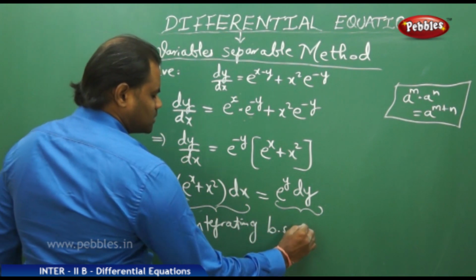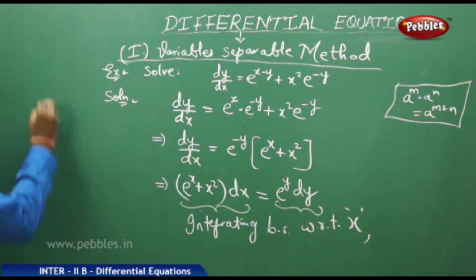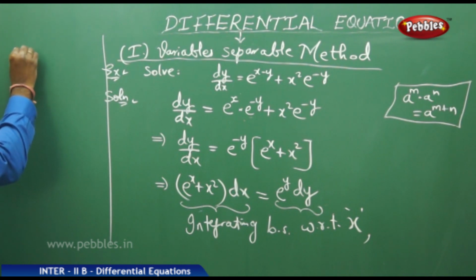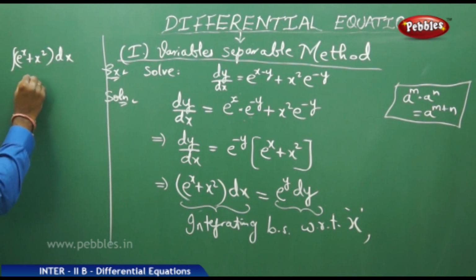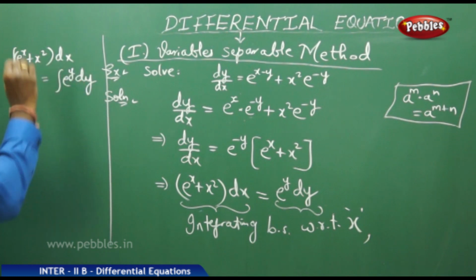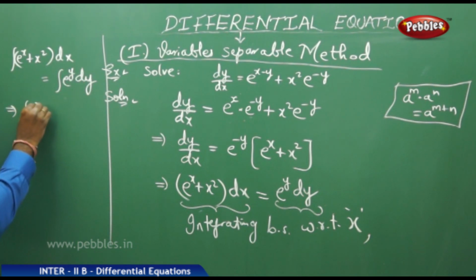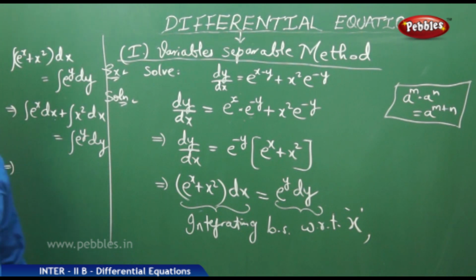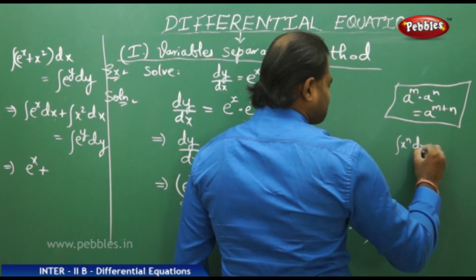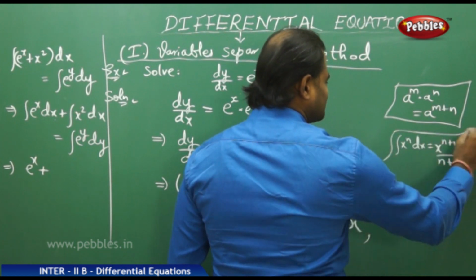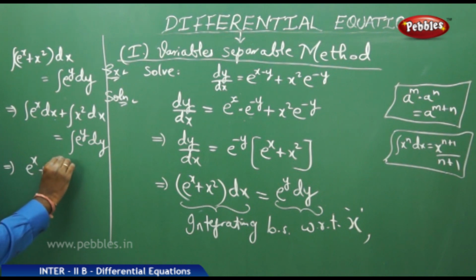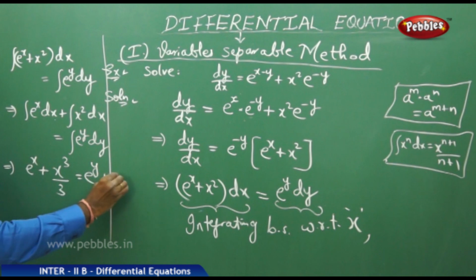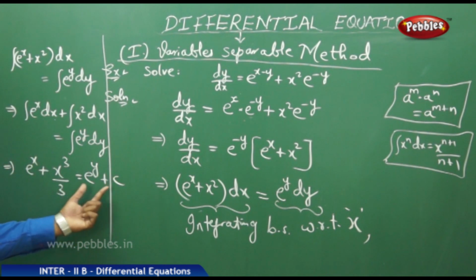Integrating both sides, we get integral of e power x plus x square dx is equal to integral e power y dy, which on splitting gives us integral e power x dx plus integral x square dx is integral e power y dy, which on further simplification gives integral e power x is by standard formula e power x, and integral x square using integral x power n is x power n plus 1 by n plus 1, we get x power 2 plus 1 by 2 plus 1 equals e power y plus c, using the constant of integration plus c.